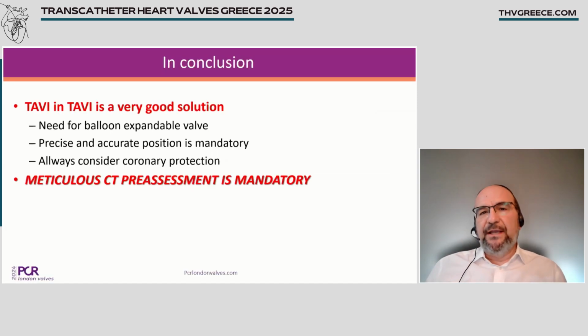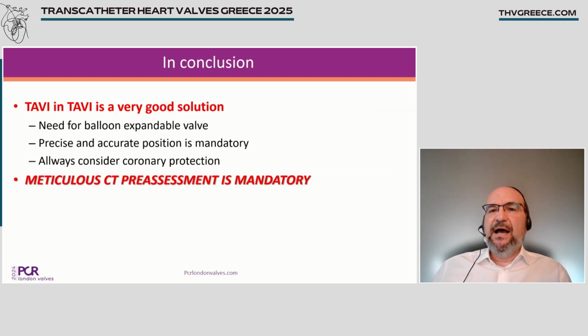So in concluding, TAVI is a very good solution, but we need to be very careful. We need to have a meticulous CT pre-assessment. There is need for balloon expandable valve. The precise and accurate position is mandatory, and we should always consider how to protect the coronaries. Thank you very much.